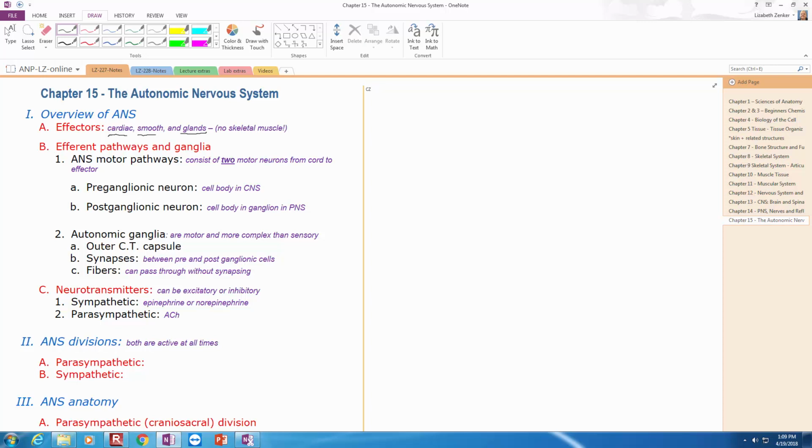With the ANS, autonomic nervous system, we have our neuron cell body that resides in the spinal cord. It exits, and it's going to go to a ganglion where it will synapse. Sometimes it will synapse in the first ganglion it goes through, and sometimes it'll bypass it, go through it but not synapse there, and synapse in a later ganglion. And then it will finally exit. When it synapses, that means now we're talking about the second neuron. The second neuron then would exit and go out to its effector: cardiac, smooth, or gland.